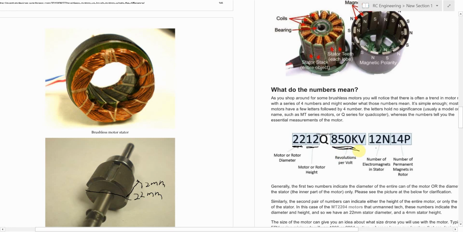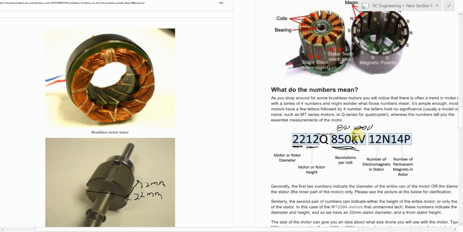Then you have the very important kV. kV means rotations per volt. They don't have a very good standard here. Generally the K means 1,000, so usually this would mean 850 times 1,000, so it's 850,000 revolutions per volt. But that's not the case. This company actually means 850 times the voltage.